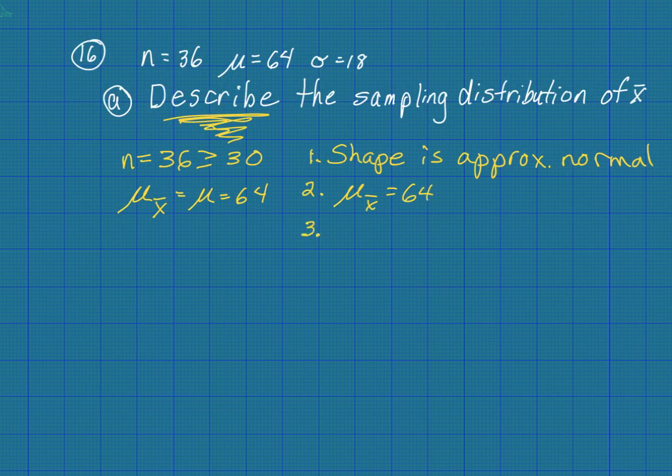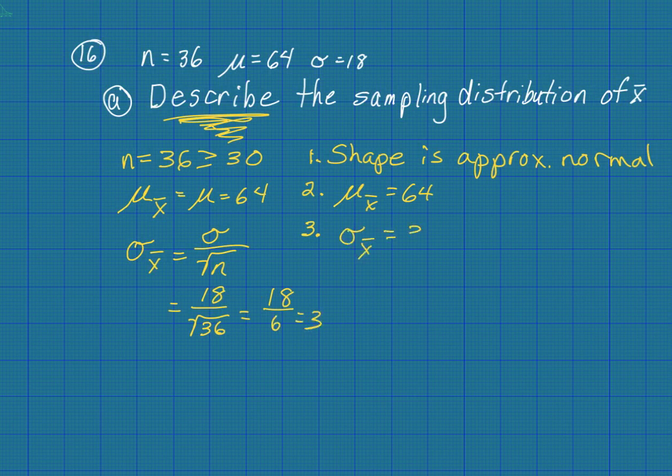The third thing you need: we have a shape, we have a measure of central tendency, and we need a measure of dispersion. So we need the standard error of the mean. And we know that that is equal to the standard deviation of the population divided by the square root of the number in our sample. So we just have to fill in the blanks. Standard deviation of the population is 18. The number in our sample is 36. And look at that, we have it once again. 18 divided by 6 equals 3. So the standard error of the mean equals 3. Should have pulled a different example.